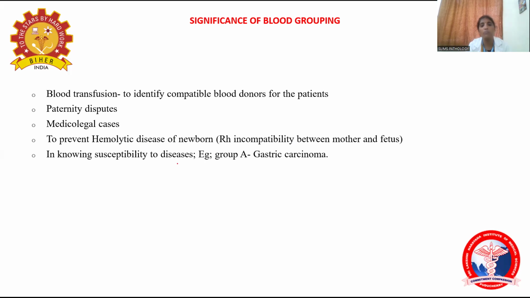Then, in knowing susceptibility to disease, there are a few conditions, not all really proven. For example, group A individuals are more prone to gastric carcinoma, and group O blood group is more favorite for mosquitoes. So there are so many studies, and all these fascinating ideas are coming in. So, these are the significance of blood group systems.